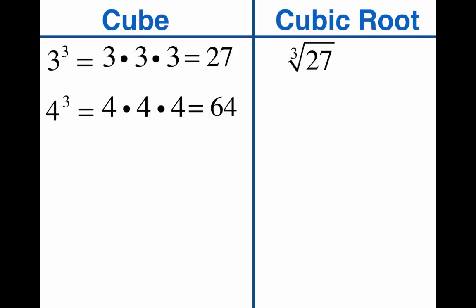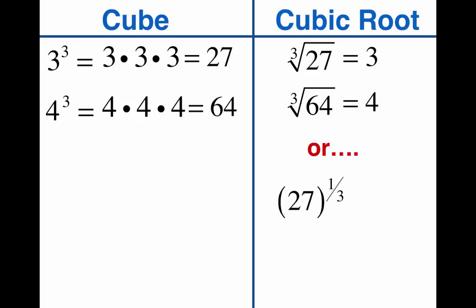But the opposite of all this is the cubic root. So it looks like a square root, but we put that little 3 inside the corner there. So the cubed root of 27 would be 3, because 3 times 3 times 3 is 27. The cubed root of 64 would be 4, because 4 times 4 times 4 is 64. Another way we could do this is we could use fractional powers. We could say 27 to the 1/3 power, which is 3, or 64 to the 1/3 power, which is 4. Both ways mean the same thing.